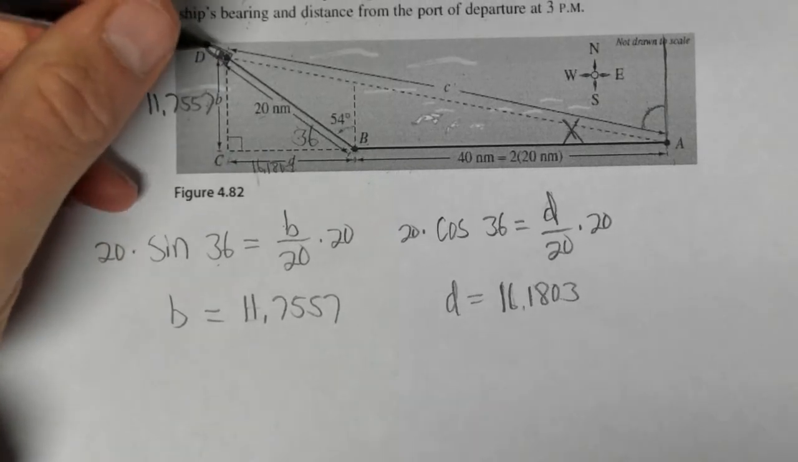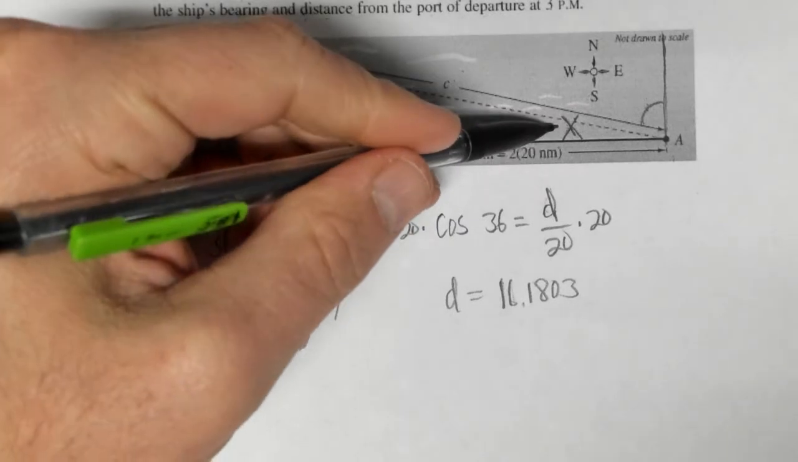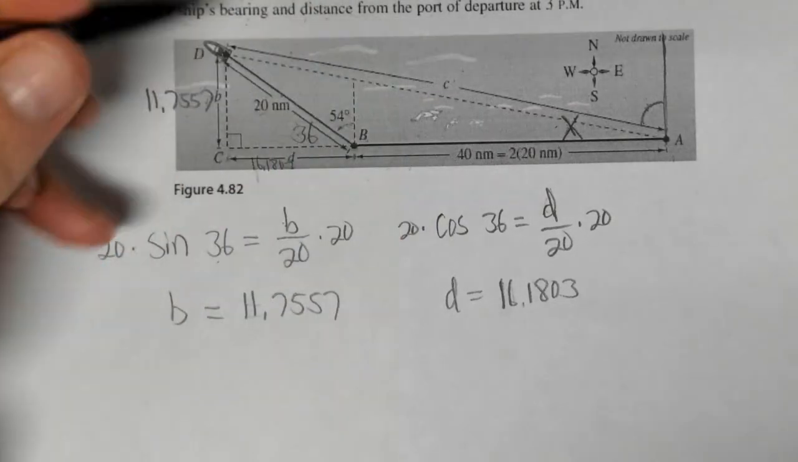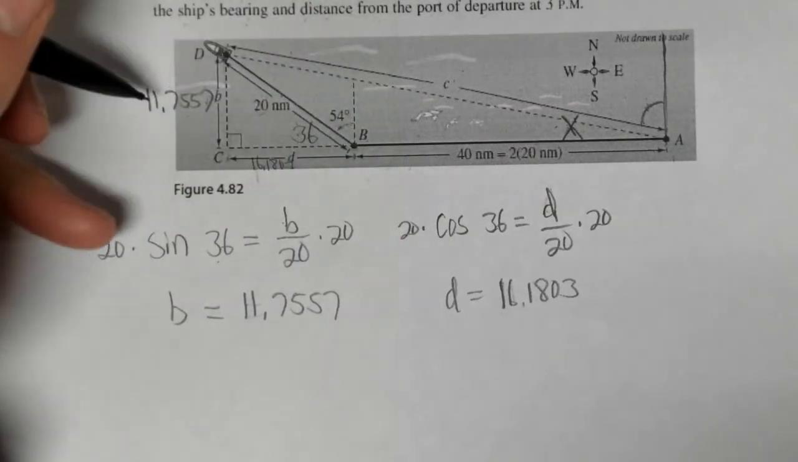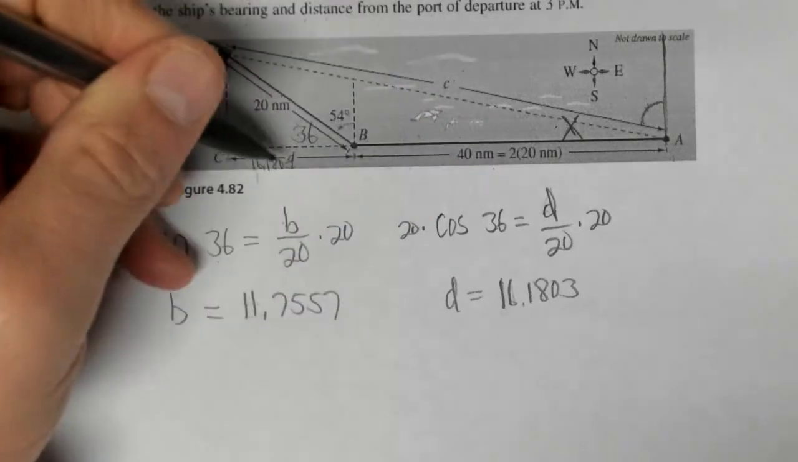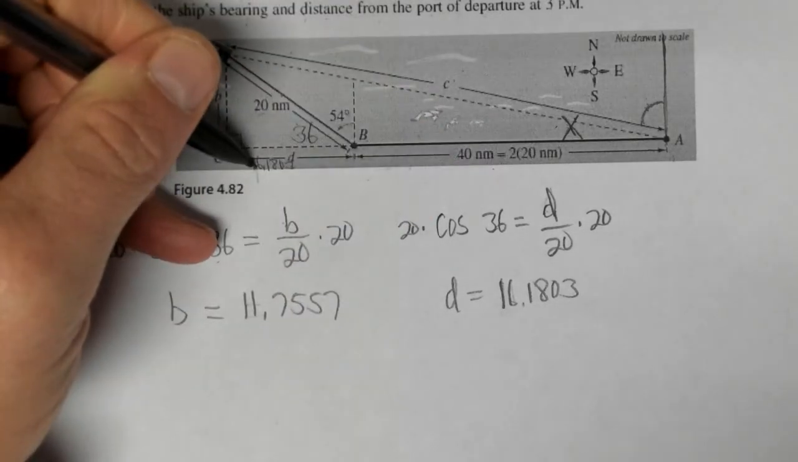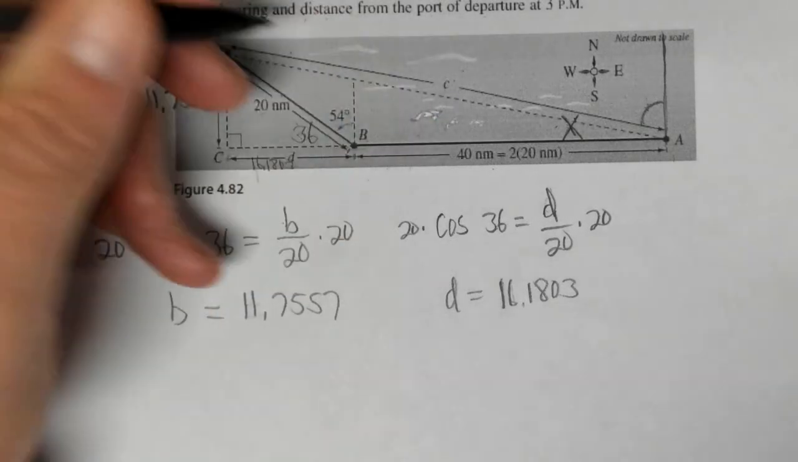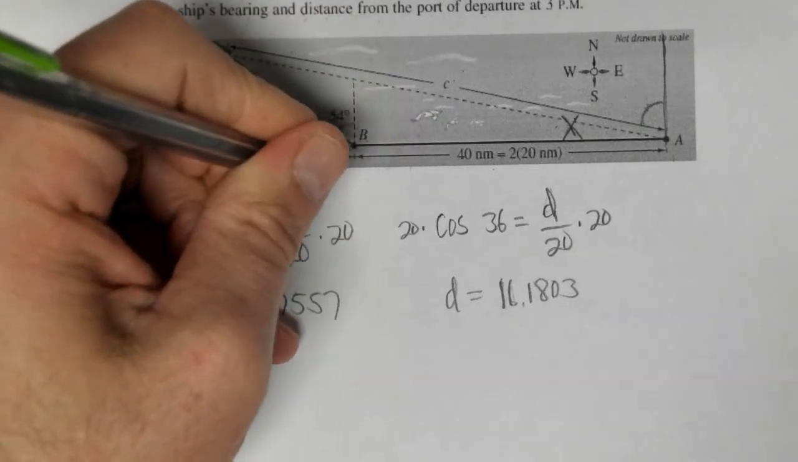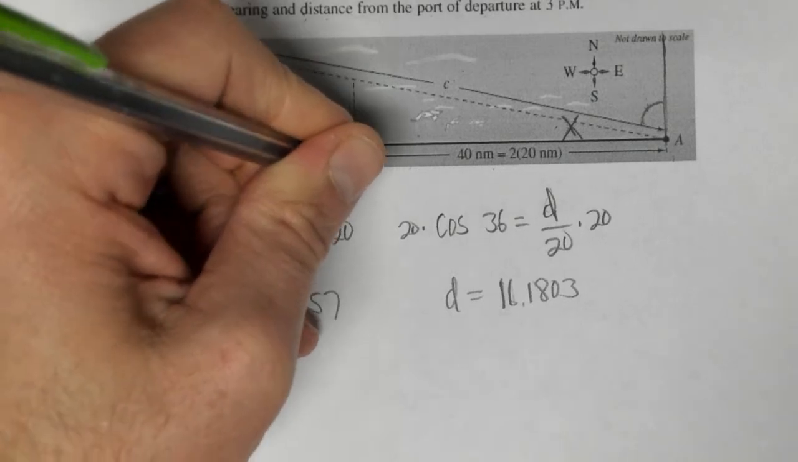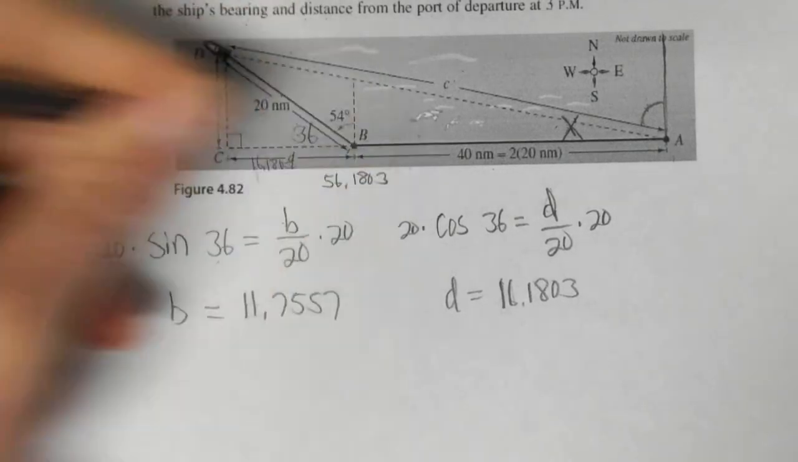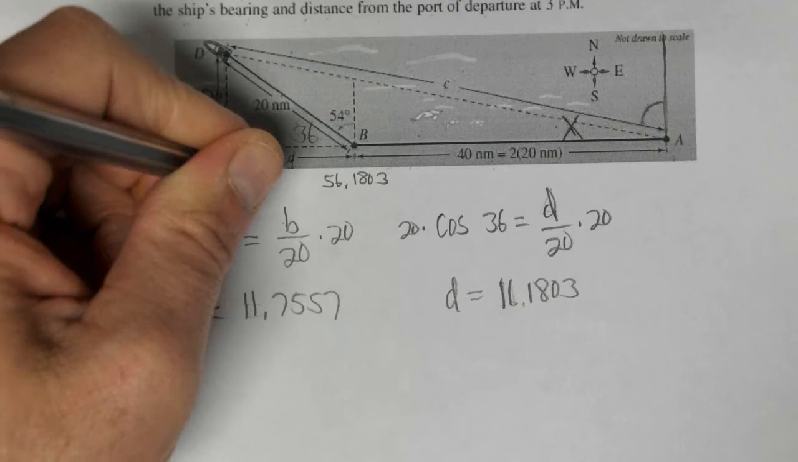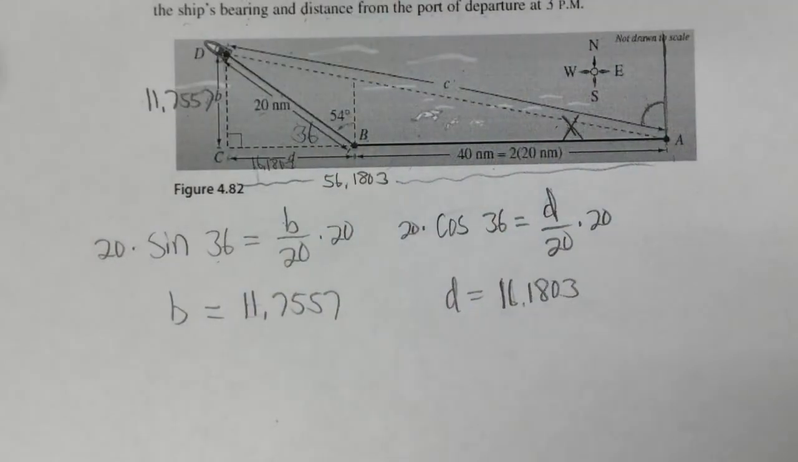Now, here's the deal. If I'm trying to find this angle so that I can get my bearing, then I need the opposite, which is this piece, but I need this whole thing. So I need to add 16.1803 to 40. If I add those two together, this whole thing is 56.1803. That would be the entire side, which is what I need.